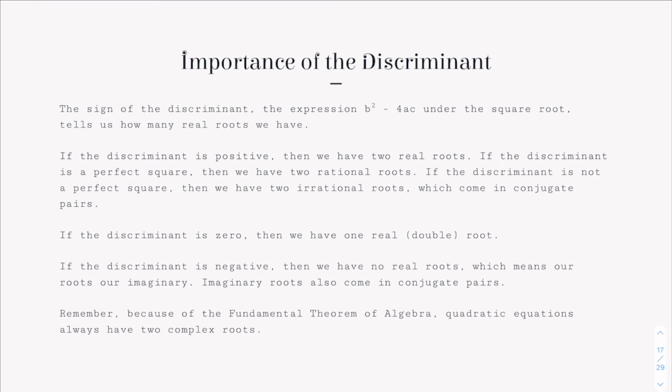If our discriminant is positive, then we have two real roots. Specifically, if it's a perfect square, we have two rational roots, and if it's not a perfect square, we have two irrational roots. If our discriminant is 0, then we have one real root. And if our discriminant is negative, then we have no real roots, which means our roots are imaginary. So let's look at a few examples.